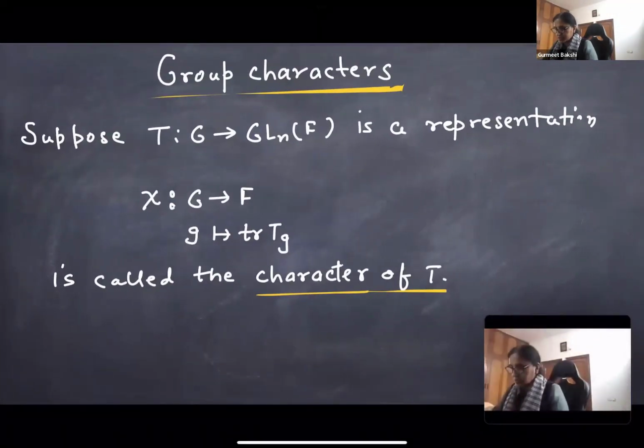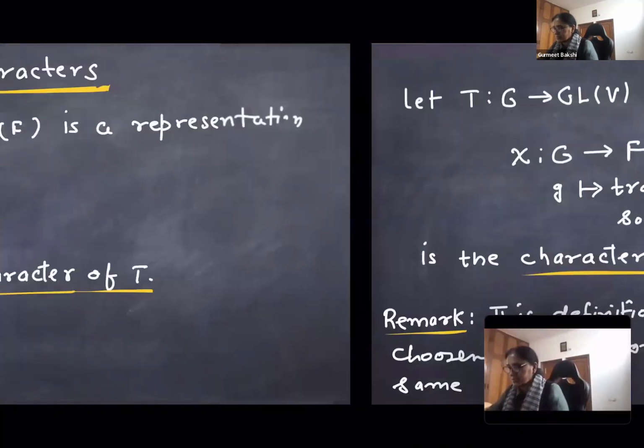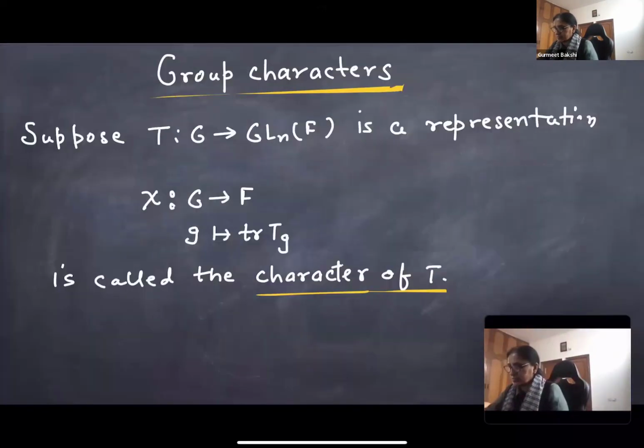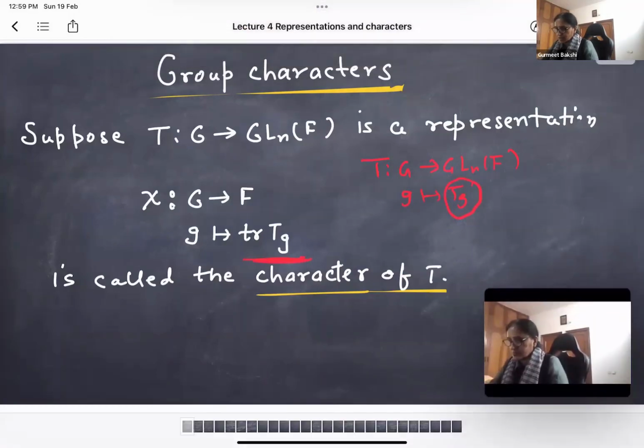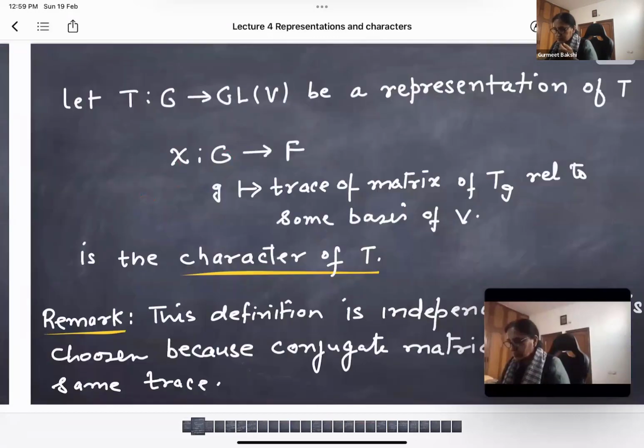All right. So what's a group character? You have the representation, as I told you. So you have this representation from G to GL, and then you take the trace of this matrix. It's called the character, and the degree of the character is the same as the degree of the representation. A character is called irreducible if the corresponding representation is irreducible.